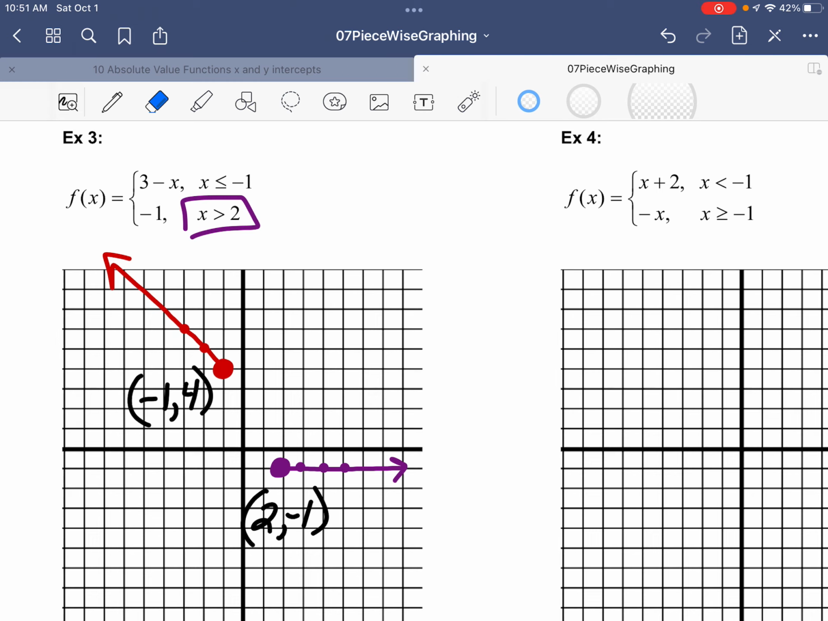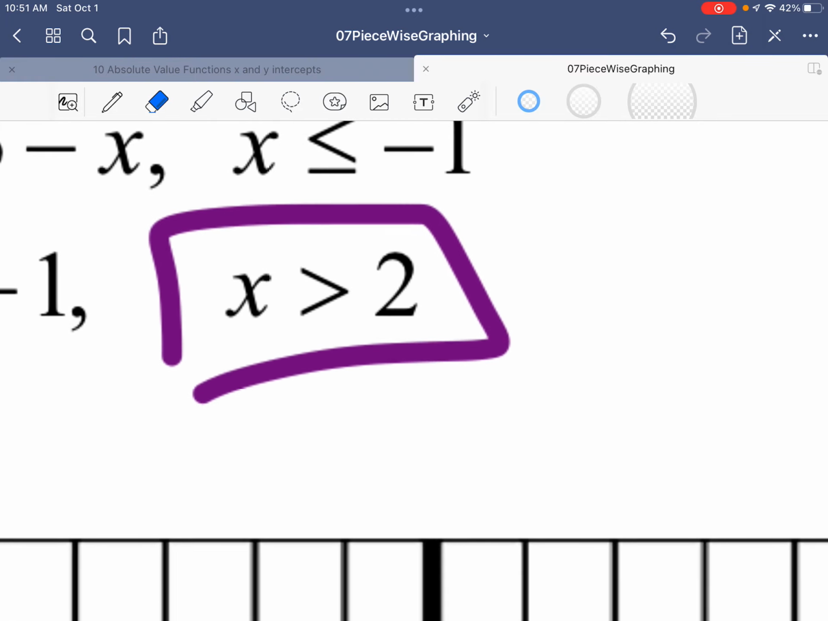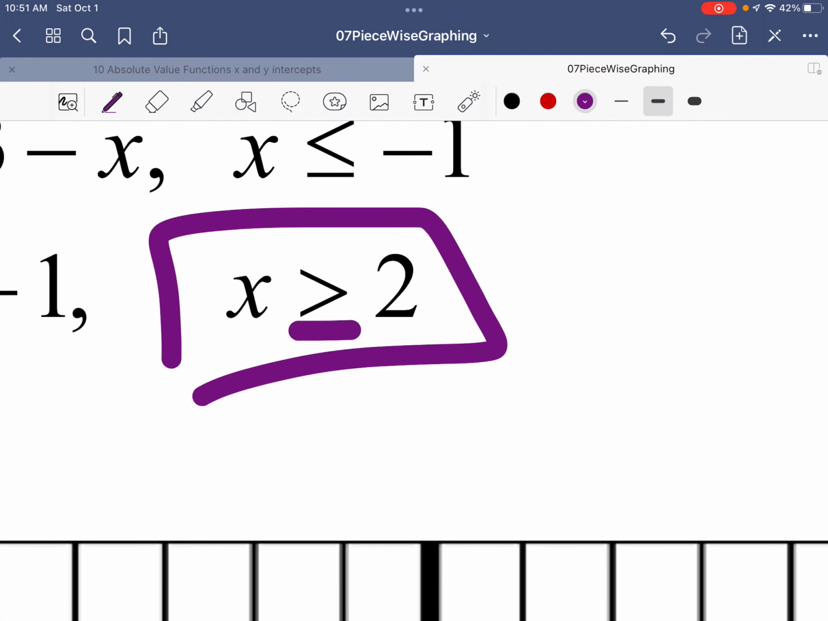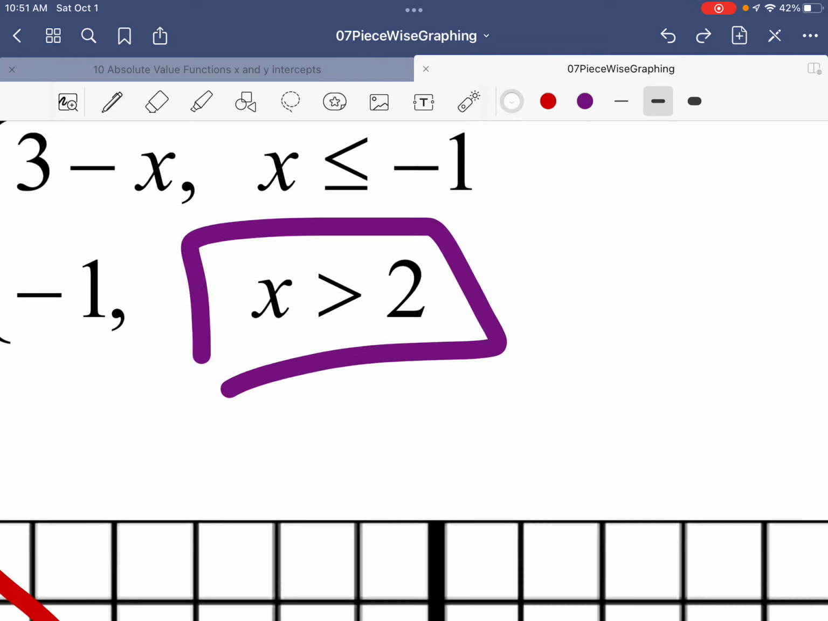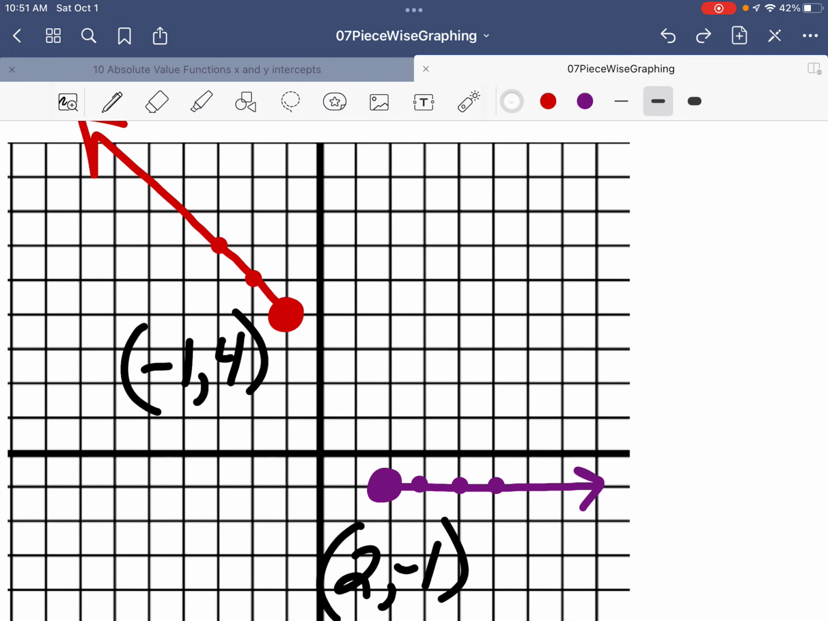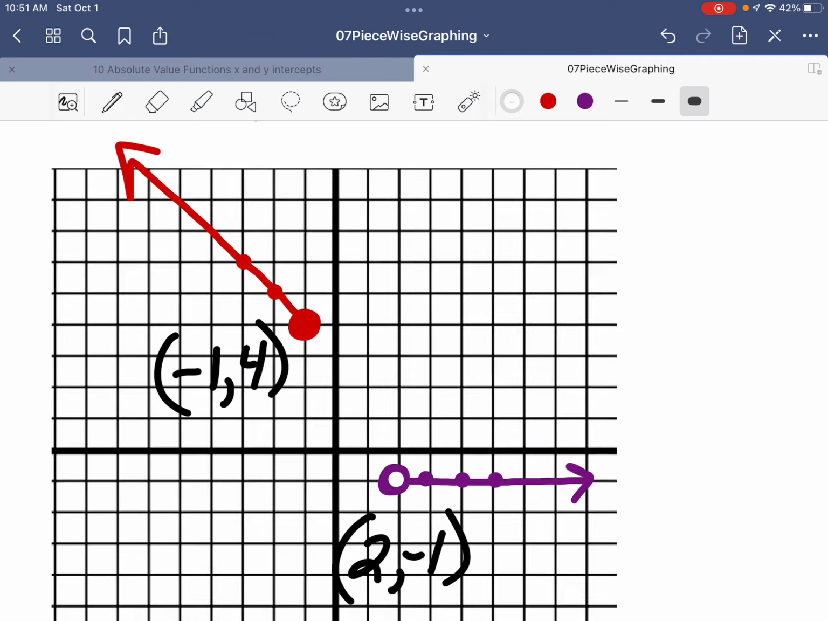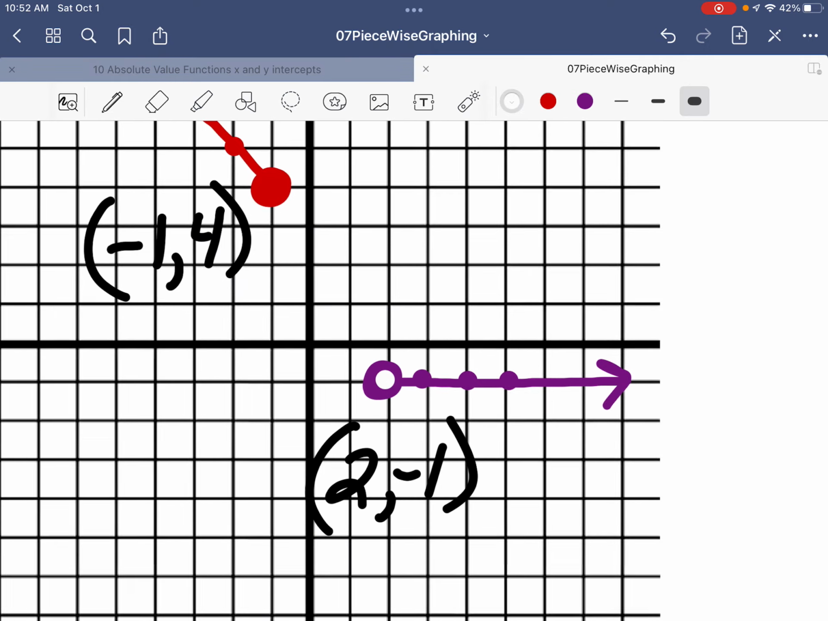Almost. There's one small detail. It says x is greater than 2. It doesn't say that it's equal to 2. What I'm implying there is that we should represent an open circle. We should be representing this starting point with an open circle. So I'll open it up, or if you have to, you can erase and just draw an open circle around the point (2, -1).